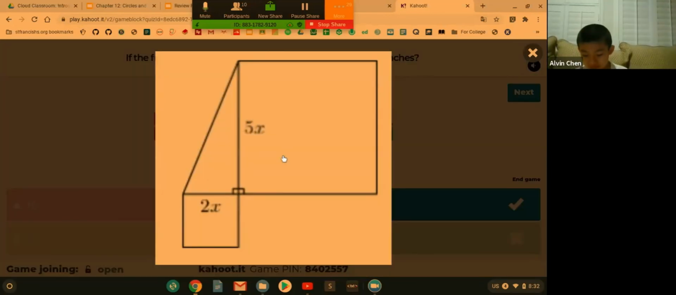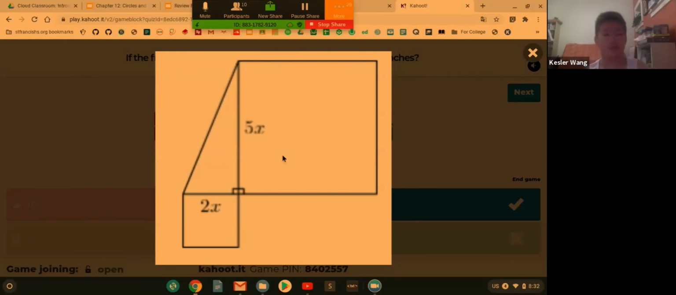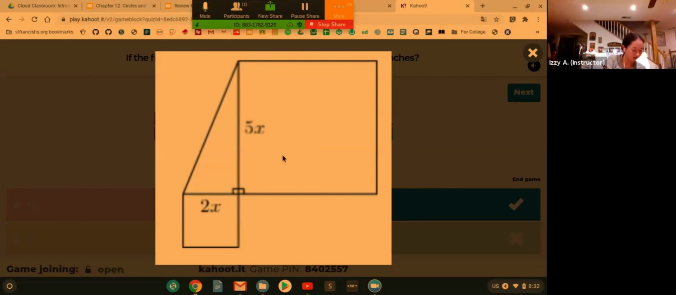So you would have gotten 34x squared is equal to 850, right? So that would have been 850 divided by 34. You would have gotten 25, right? So 25 is equal to x squared. And then you would square root both sides, and eventually you would get x is equal to 5.